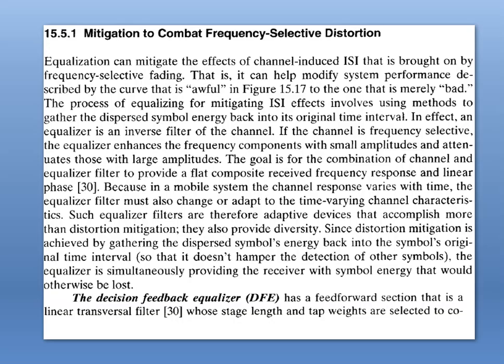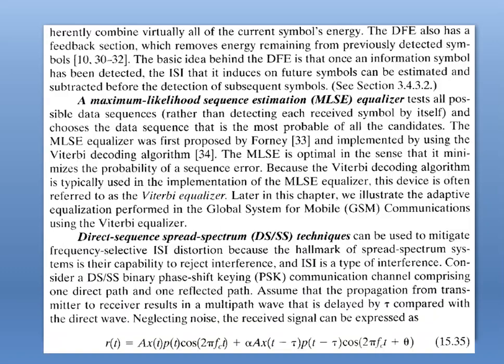In the mitigation to combat frequency selective distortion, we use an equalizer called a decision feedback equalizer, already expressed in the above figure. The decision feedback equalizer has a feed forward section with a linear transversal filter whose stage length and tap weight values are selected to coherently combine virtually all of the current symbol's energy. The DFE also has a feedback section which removes energy remaining from the previously detected symbols.